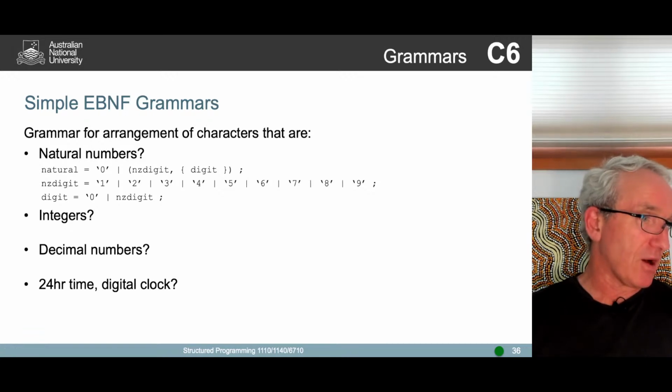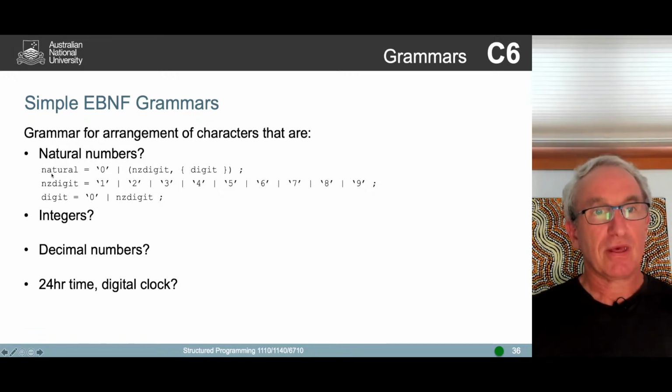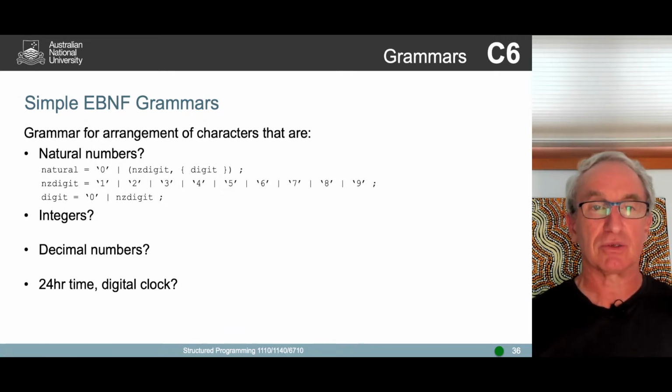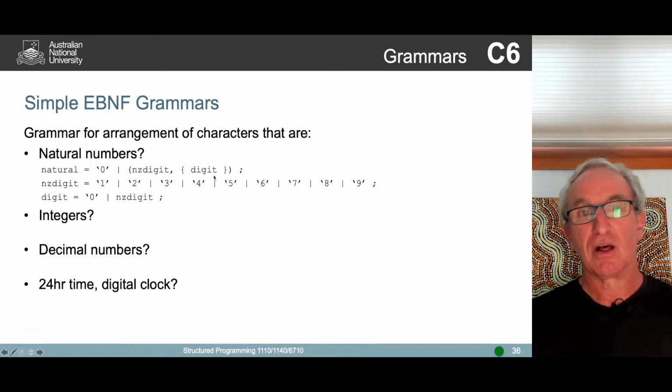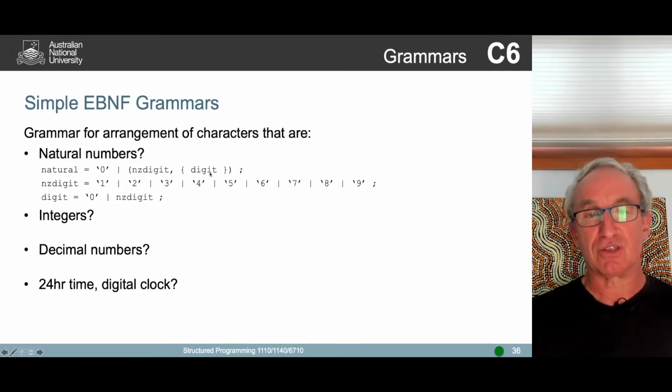Now, here I've got the natural numbers, which is equal to 0, which is a natural number, or any non-zero digit followed by some number of digits. Natural numbers are non-negative, so we don't have to worry about minus signs. And you can see here that we've got non-zero digits because we don't have a leading 0, because that's not the way we normally write natural numbers. So it's got to start with a non-zero digit, then have 0 or more digits following that. So you can have trailing zeros.